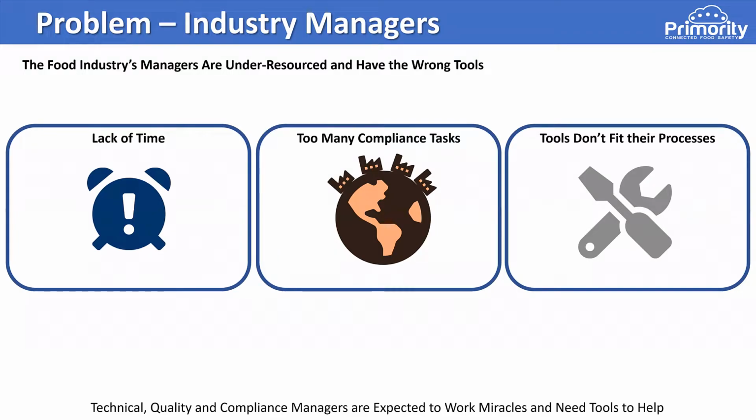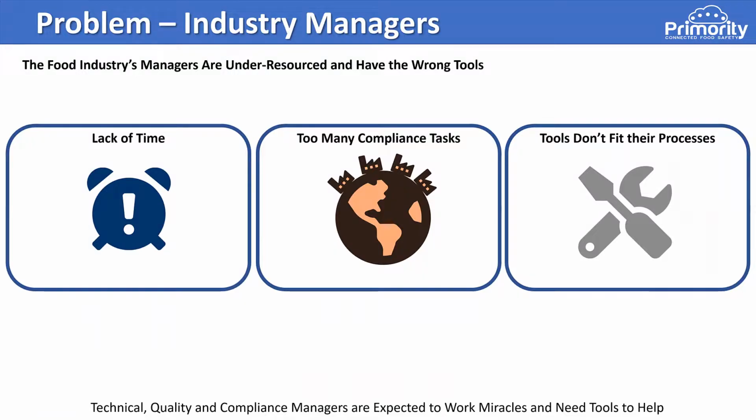The other big problem that the food industry has is that the food industry's managers, so I'm talking about technical managers, quality managers, people involved in making sure the food is safe and legal and of high quality, have a lack of time. They've got lots of compliance tasks, many of which are based on paper and spreadsheets. And the tools they've got either don't fit their processes or they're not fit for purpose. They're running food safety systems on Excel and Word documents and PDFs, with the information scattered all over the business, and getting a clear picture of what's going on is almost impossible.